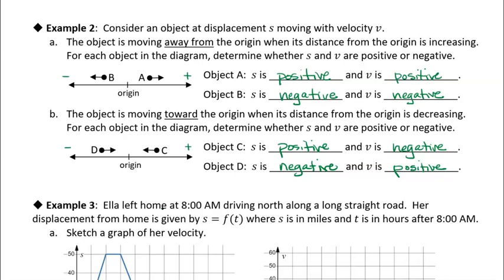So either the displacement is positive and the velocity is negative, which means its position is to the right but it's moving to the left, right? Or its displacement is negative and its velocity is positive, meaning that it's positioned to the left of the origin but it's moving to the right. In both of those cases, those objects are moving toward the origin.